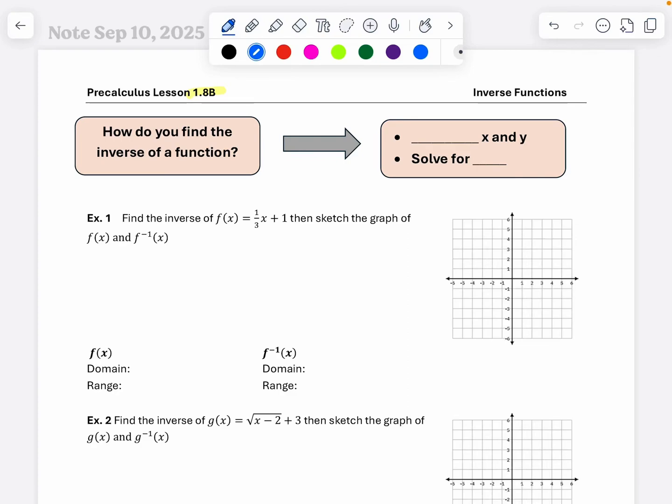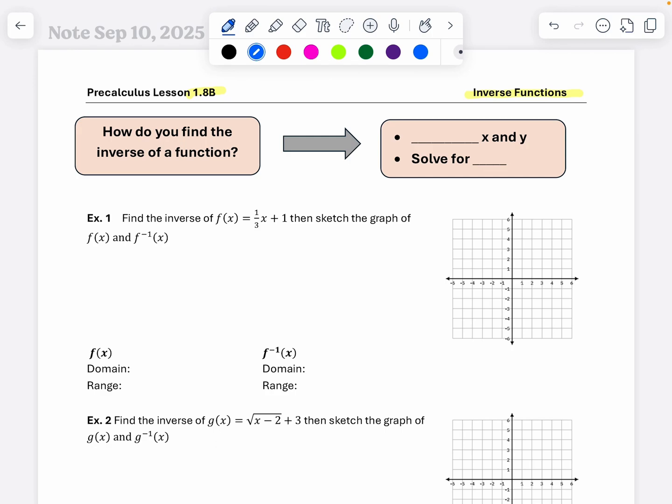All right, so here is lesson 1.8, and we are talking about inverse functions. Even though it says unit 1, we are including this in unit 2. It just makes more sense here. So the topic of today's lesson is how do we find inverse functions?